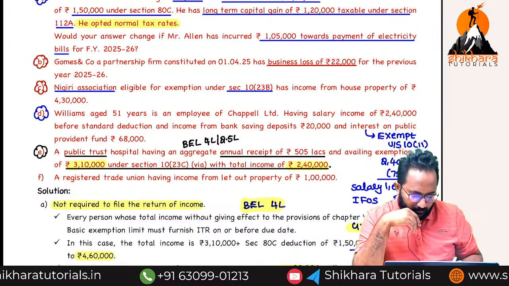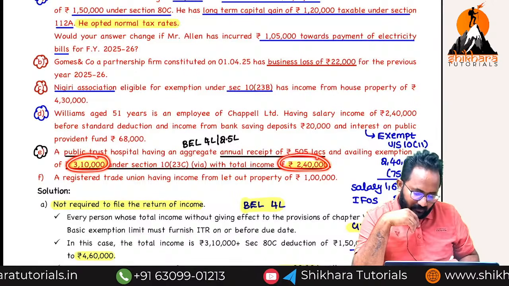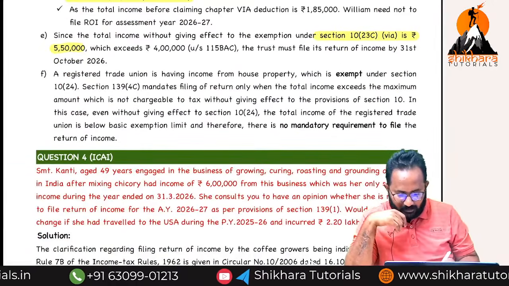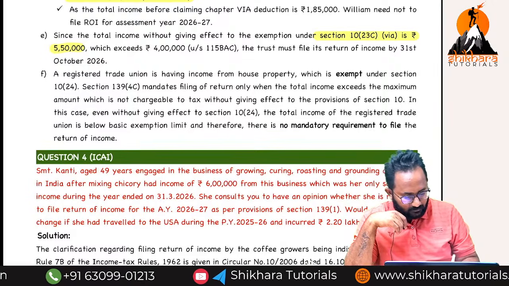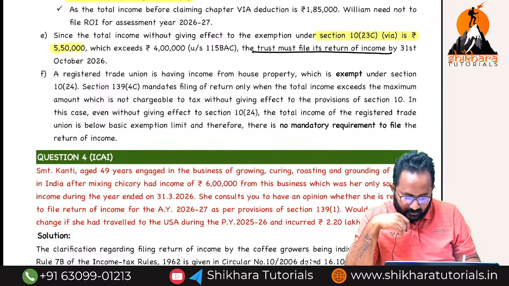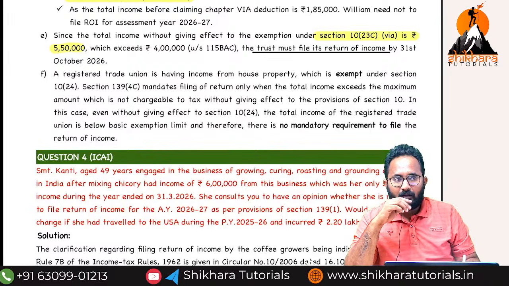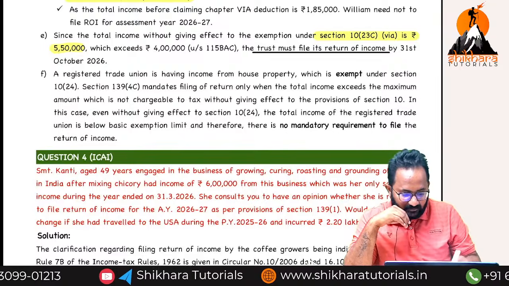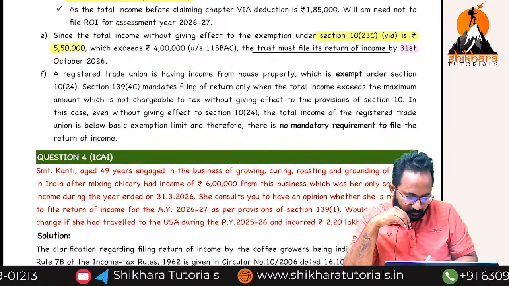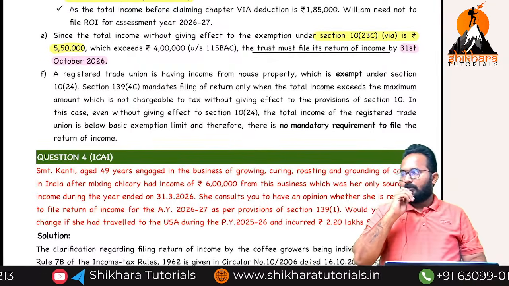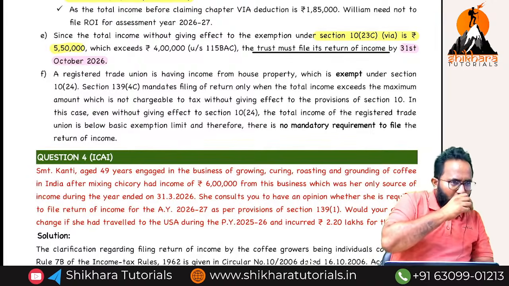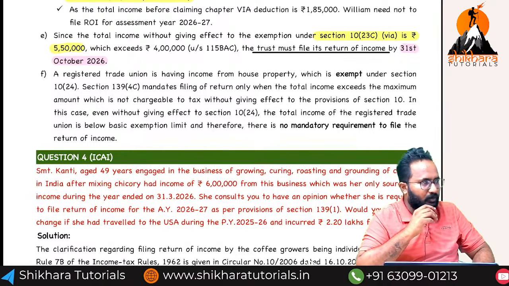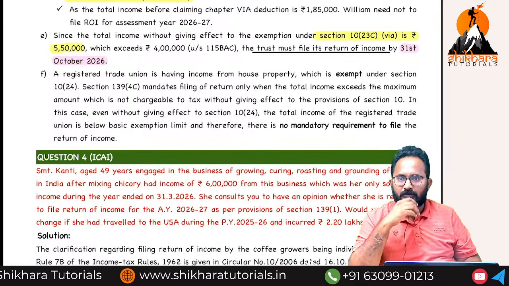Now tell me, before exemption how much? 5,50,000. That is more than basic exemption limit. That's why we are required to file the return. Trust is required to file the return. But what is the due date? But trust related, definitely audit will be there. That's why due date will be 31st October. For trust, always audit will be there. If they want to claim exemption, definitely books of accounts must be audited. That's why you have to take the 31st October.